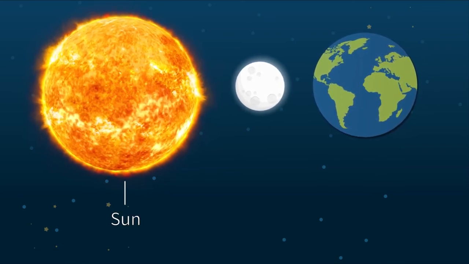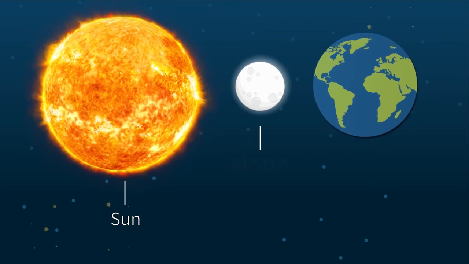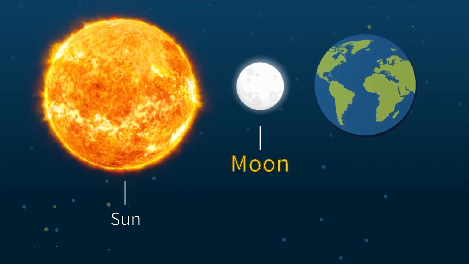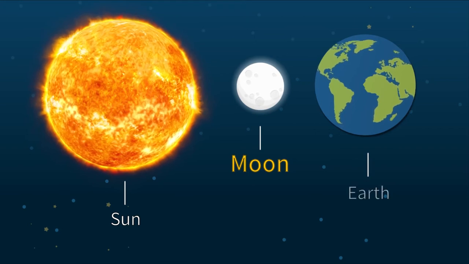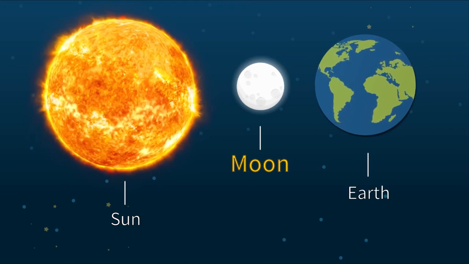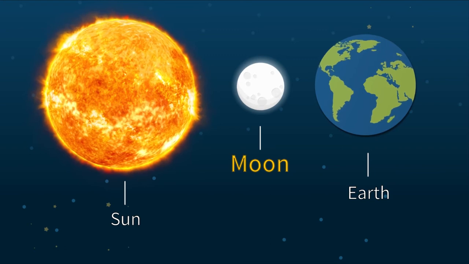Sun. Moon. Earth. The moon is the nearest neighbor in space.